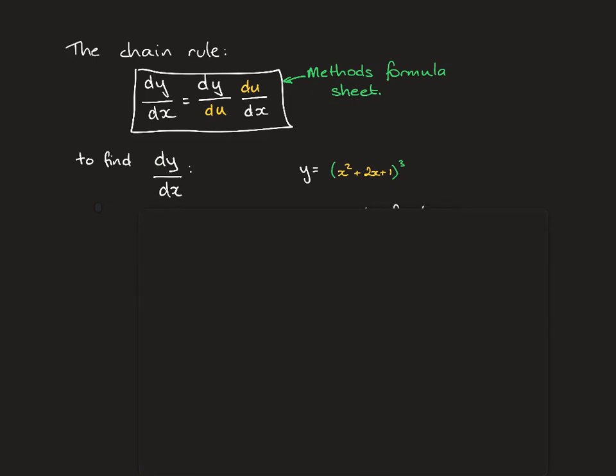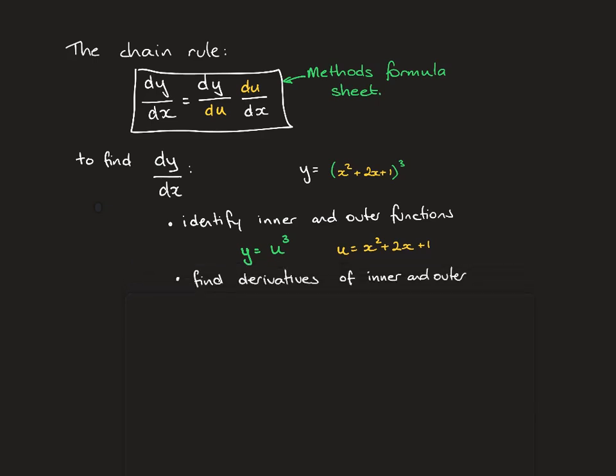So the steps we need to do are, first, identify our inner and our outer function, and there they are there. So y is u cubed, and u is x squared plus 2x plus 1. Then the next step is to find the derivatives of the inner and the outer functions. So find the derivative of y with respect to u, which gives you dy/du, and your answer will have a u in it, and then the derivative of u with respect to x, so it will be du/dx, and it will have x's in it.